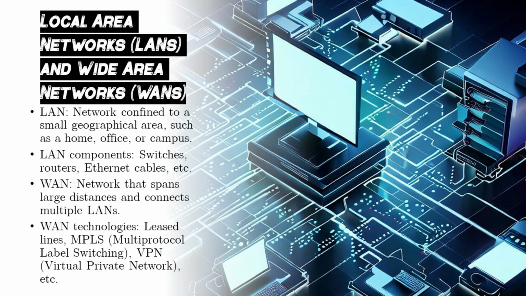On the other hand, a wide area network, WAN, spans a larger geographic area, often connecting multiple LANs across different locations. WANs can extend across cities, countries, or even continents. They utilize various technologies, such as leased lines, satellite links, and internet connections, to connect distant networks. WANs enable organizations to establish communication and data sharing between their different branches or offices.